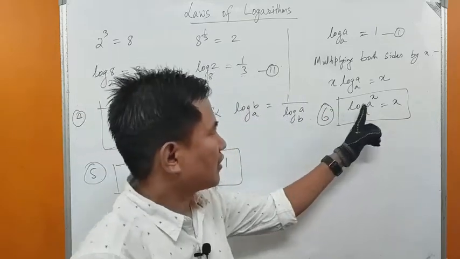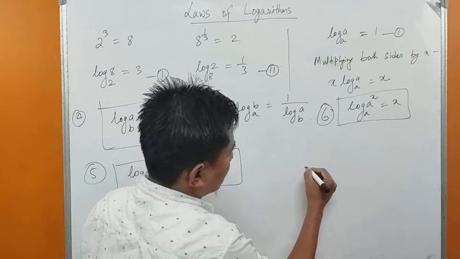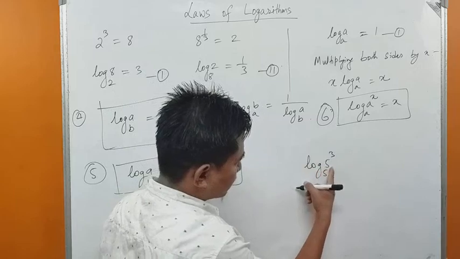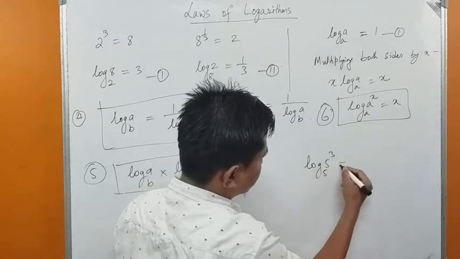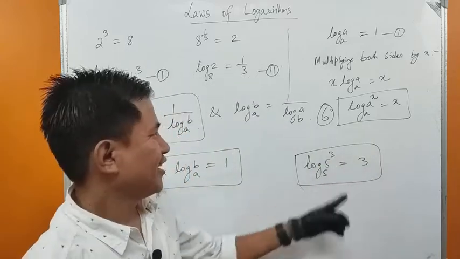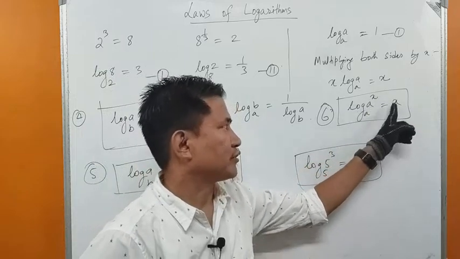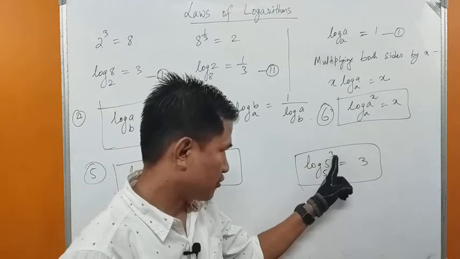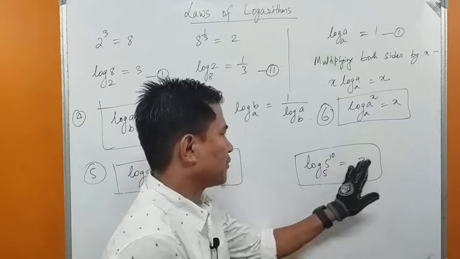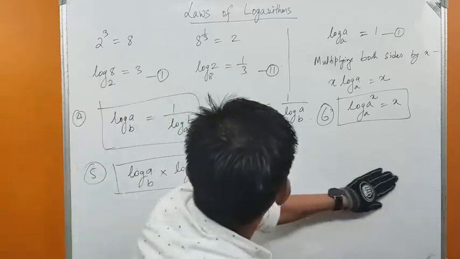The sixth law is log a raised to power x to the base a equals x. Which means, suppose we have log 5 cube to the base 5, then we can say this is equal to 3. No need to calculate, we just write the power 3 here. Log a to the power x to the base a equals x. That means log 5 to the power 3 to the base 5 equals 3. Log 5 to the power 10 to the base 5 equals 10. I hope you got this. Now let us see rule number 7.